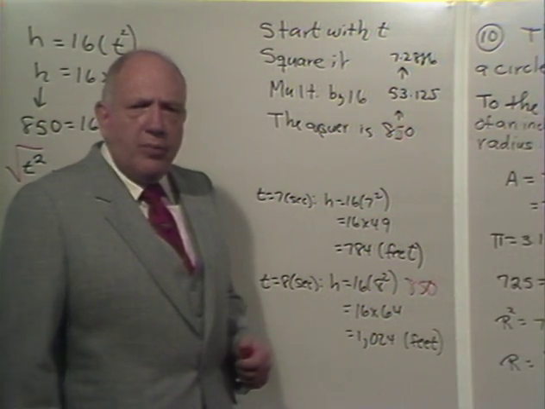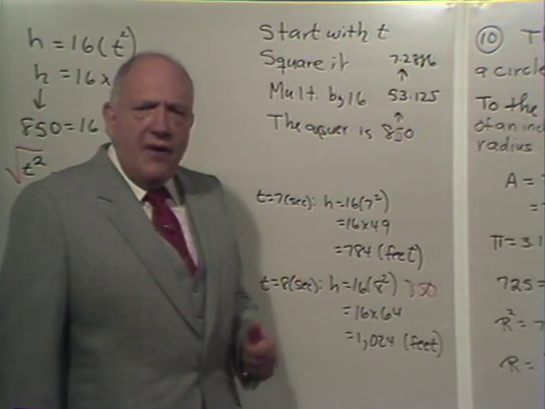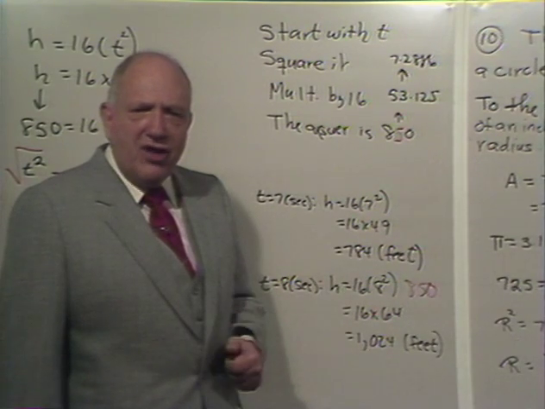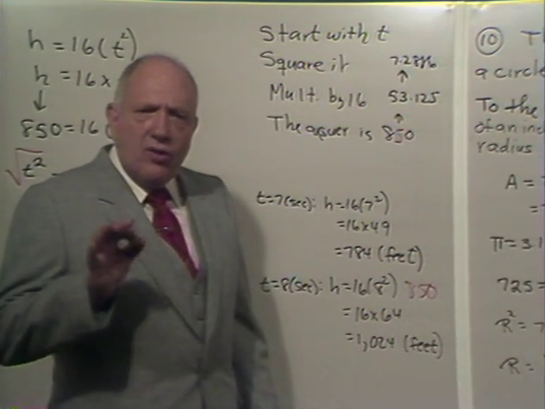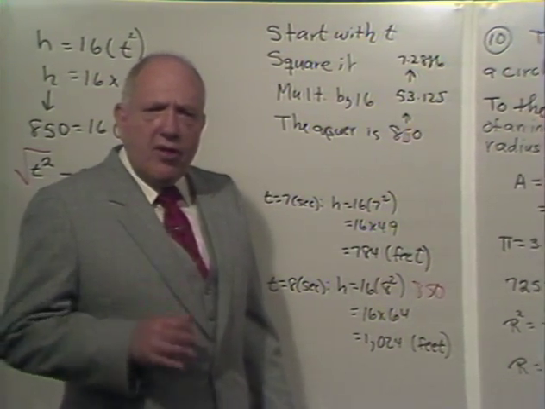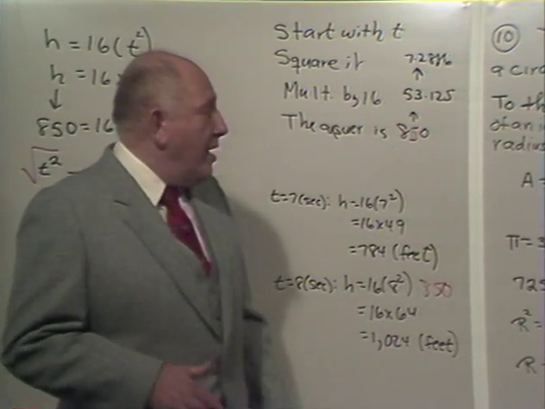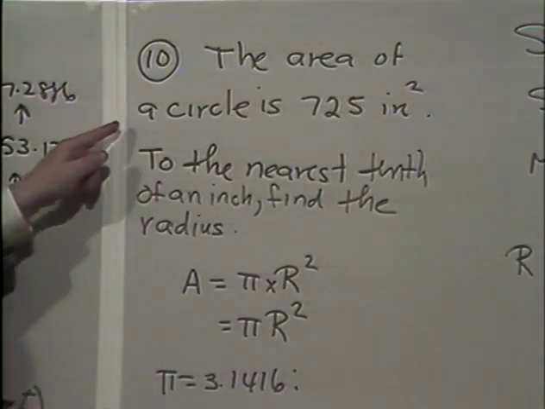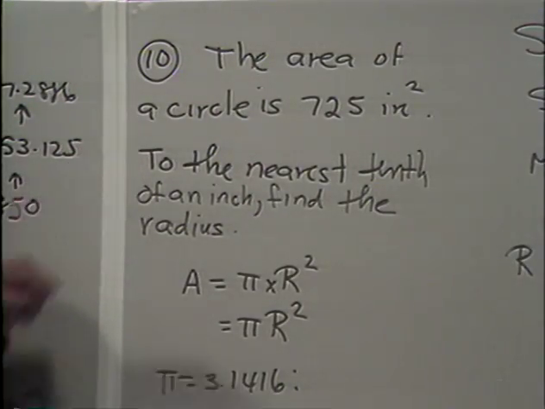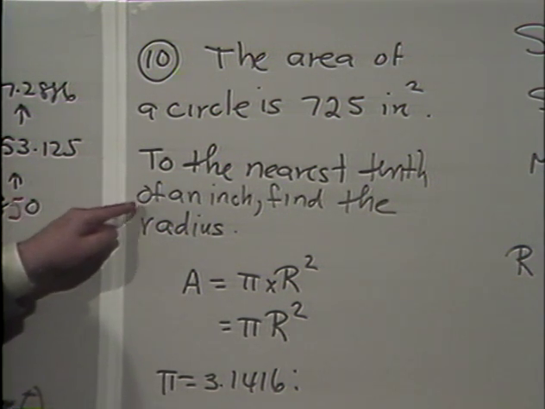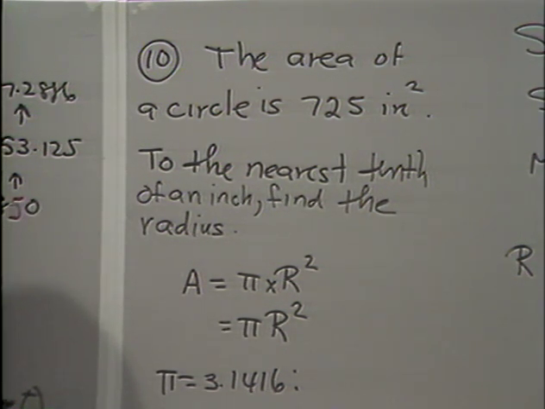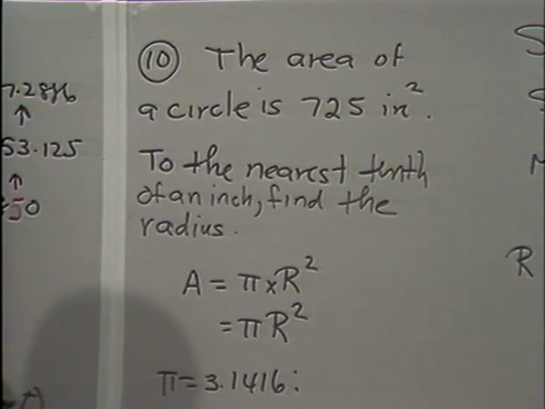And for the final problem, I want to show you that even though physical circumstances may change, sometimes two similar programs solve completely different problems. When I talk about the freely falling body, somehow that does not sound like this problem. This problem says the area of a circle is 725 square inches. To the nearest tenth of an inch, find the radius of the circle. Well, what's the relationship between the area and the radius?